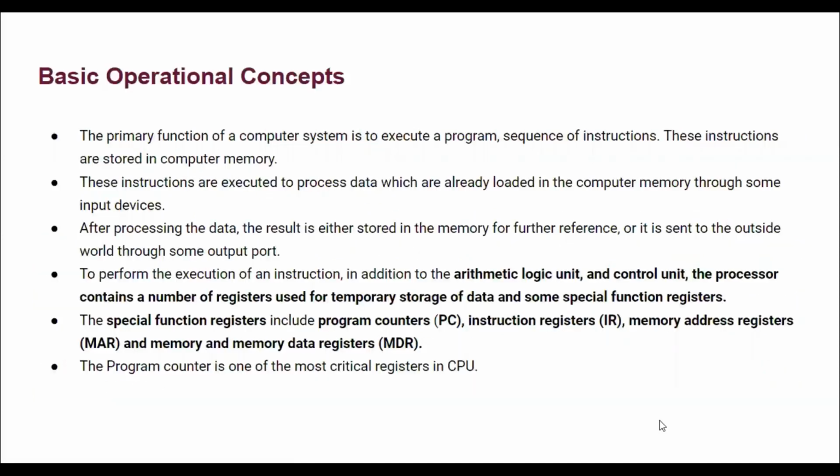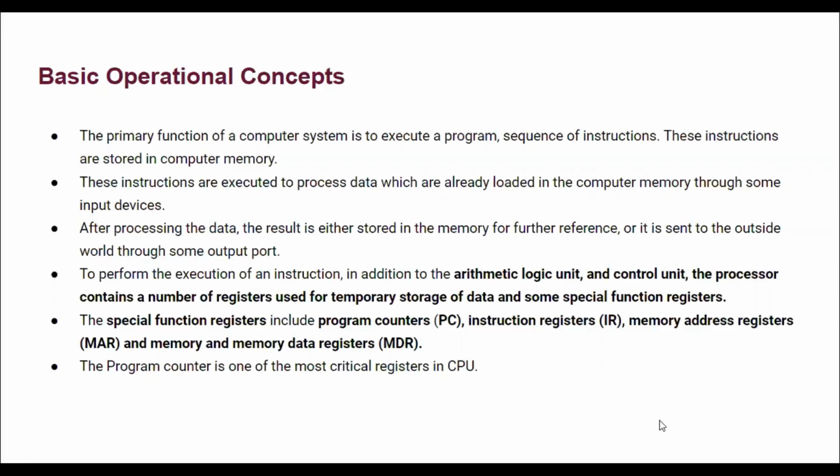The basic operational concepts of a computer. The primary function of a computer system is to execute a program, a sequence of instructions. These instructions are stored in the computer memory. These instructions are executed to process data, which is already loaded in the computer memory through some input devices. After processing the data, the result is either stored in the memory for further reference, or it is sent to the outside world through some output port.